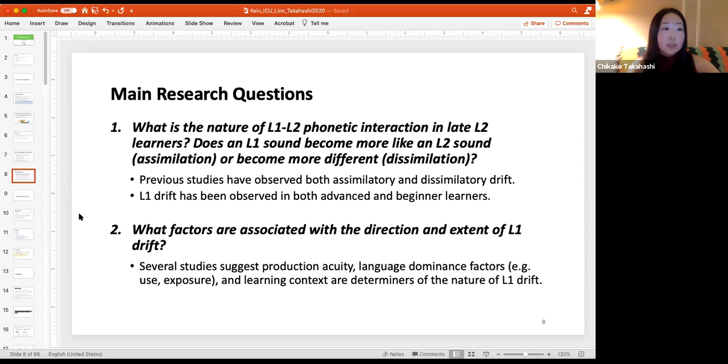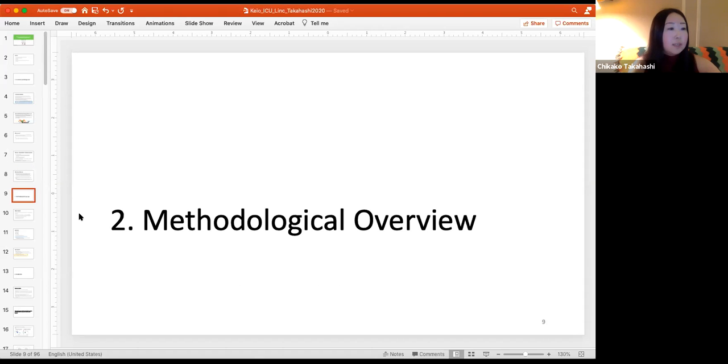Several studies have suggested production acuity, meaning how native-like learners produce an L2 sound, language dominance factors such as L1 and L2 use and exposure, and learning context, either immersion or non-immersion context, to be determining factors of the nature of L1 drift. That is, these factors determine the direction and extent of the drift. So in my study, we investigate which factors might be associated with a particular direction of L1 drift and how much it changes. So I'll briefly go over the experimental methods and the target contrast.